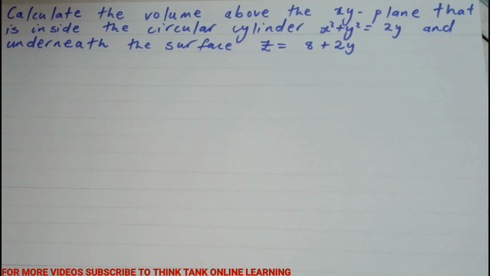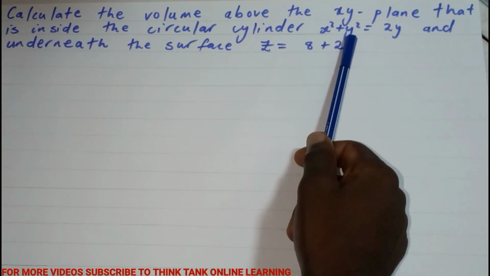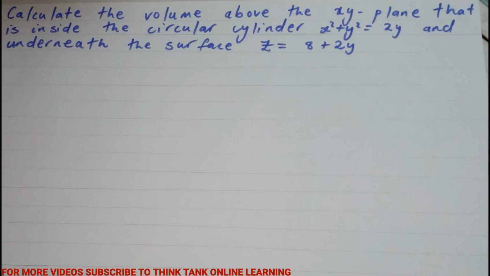We have two equations. I'm going to start with the first one and find the volume. It's either using a triple integral or a double integral. It's just the same thing, and I'll show you why it's the same thing.